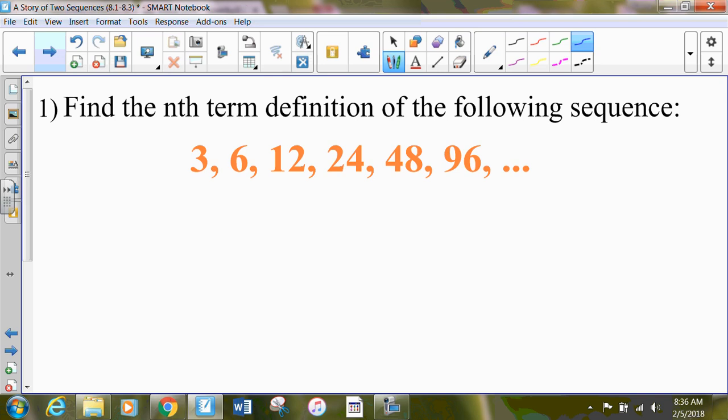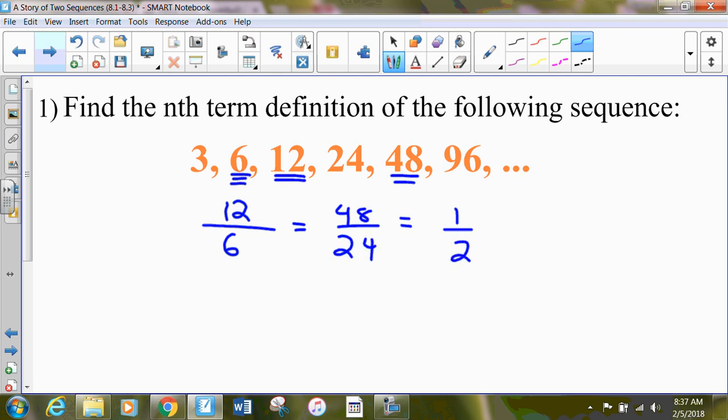Why would they call a multiplier a common ratio? It's because if you take any term and divide it, so if we take 12 and we divide it by the term before it, we get a ratio, right? And that ratio is common no matter what term you pick. If you take any term, divide it by the term before it, we're going to get the same ratio, which is not 1/2, which is 2. So that's why 2 would be called our common ratio. So we indicate our common ratio by an r.